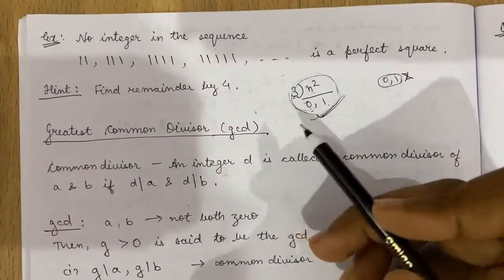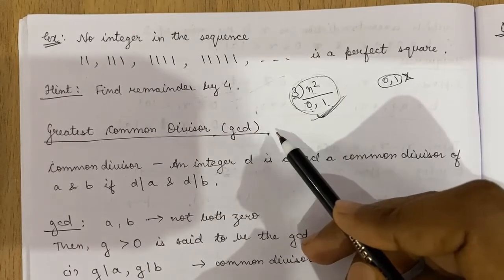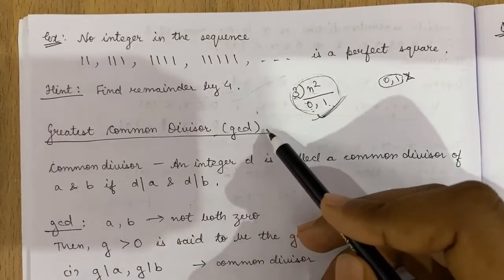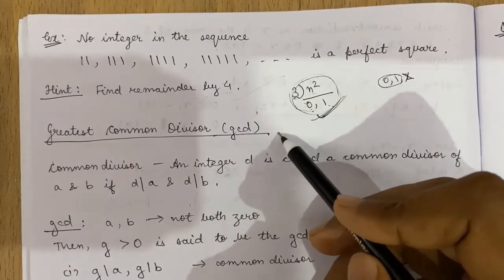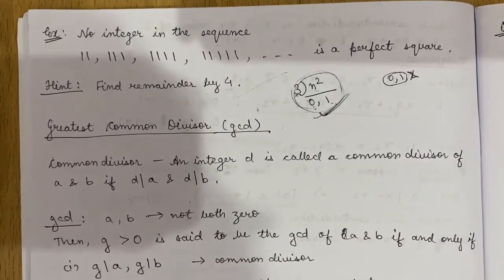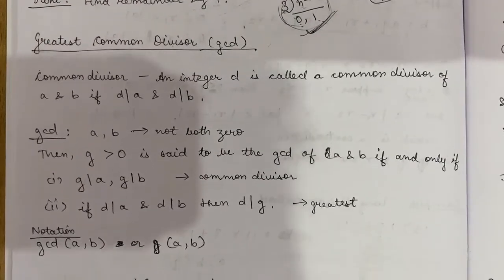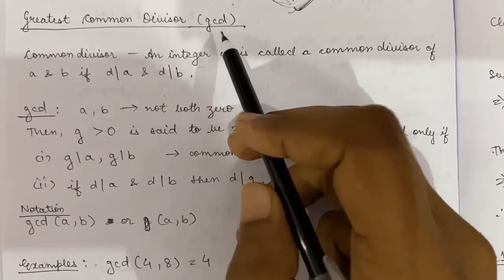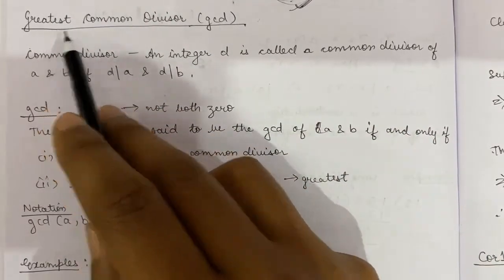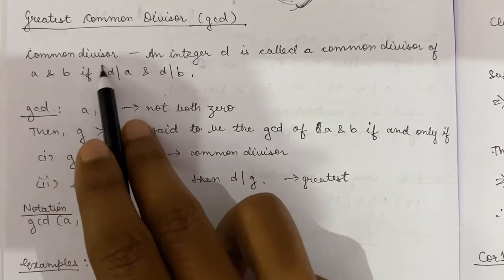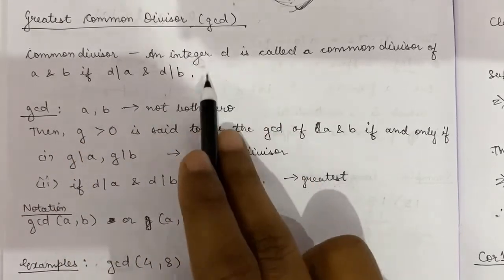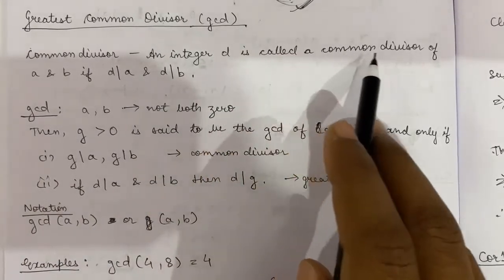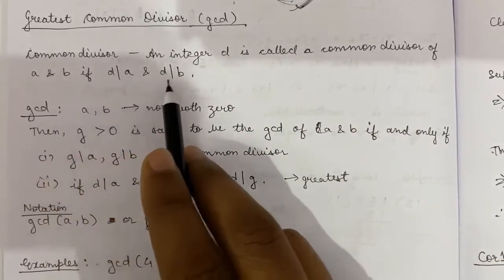Now let's look at the second topic of the lecture, which is greatest common divisor, or GCD. This is also known as highest common factor, or HCF. Greatest common divisor is basically two words, greatest and common divisor. A common divisor is an integer which divides both integers a and b. So an integer d is called a common divisor of a and b if d divides a and d divides b.